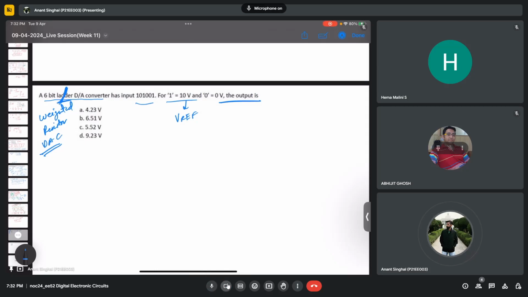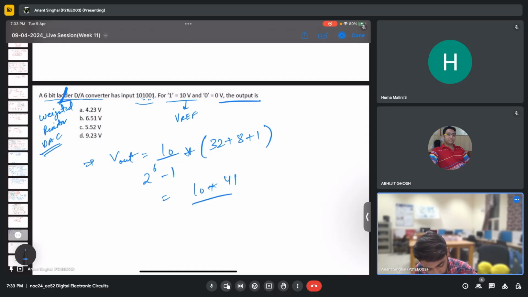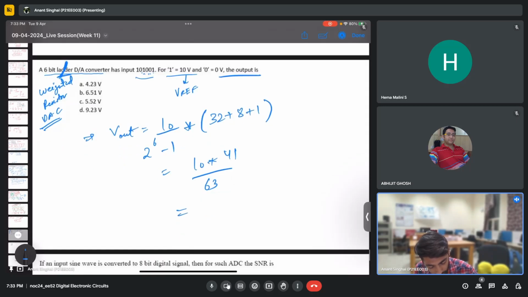Yes, so I'll solve it. Since this is a weighted resistor type, V out is nothing but V reference by 2 raised to the power n minus 1 times V in, which is 1, 0, 1, 0, 0, 1: 32 plus 8 plus 1, that is 41, by 63. So V out is 10 times 41 by 63. You can calculate this. It is coming out to be 6.507, which is 6.51 volts.